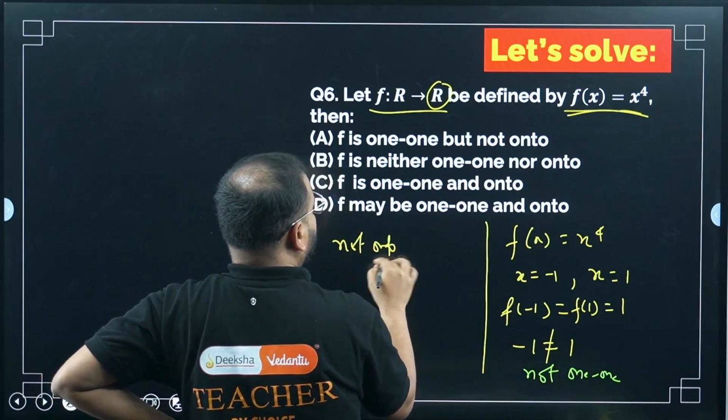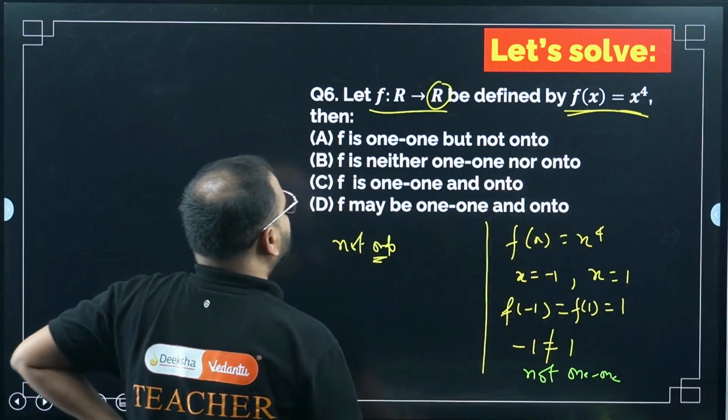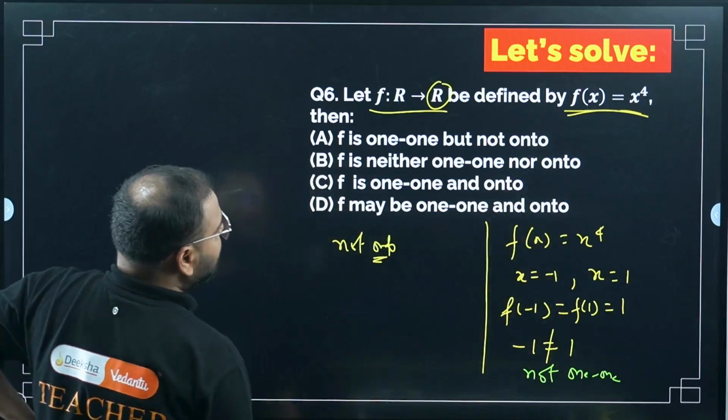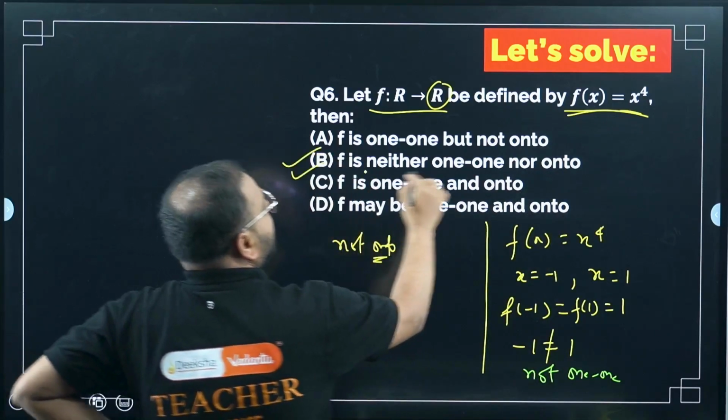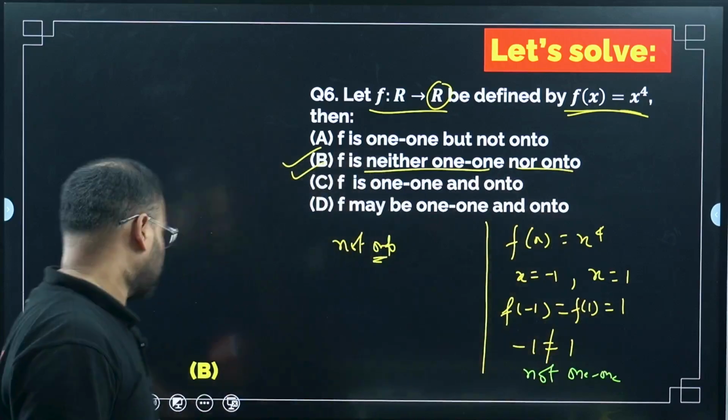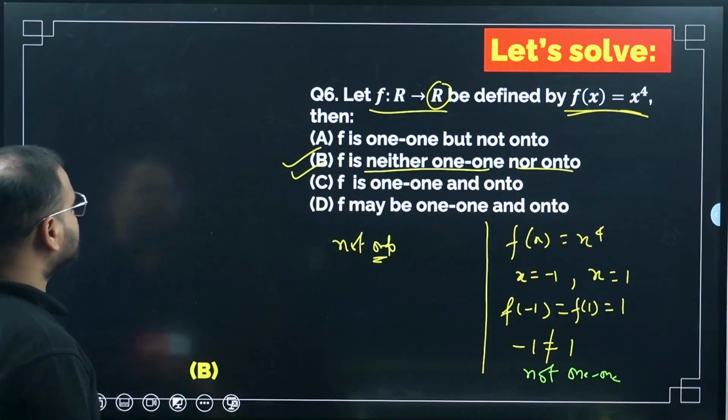Not onto. Okay. The limitation is there. So which is the answer? B is the answer: neither one-one nor onto, which means neither of the cases. Okay, let's move on, sir. I hope you understood.